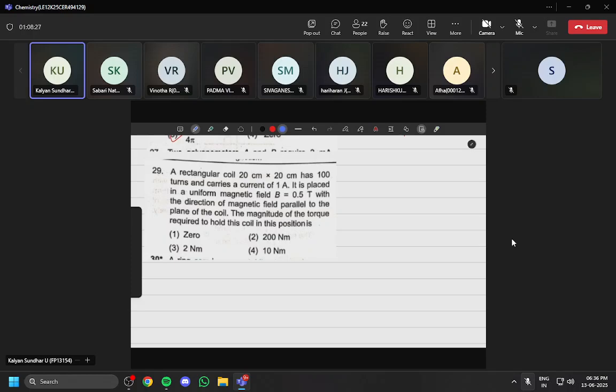Yes sir, option 3. Correct sir. So here the direct formula, tau is equal to NIBA. N is 100 turns, current is how much? 1 ampere, magnetic field is 0.5, area வந்து 400 into 10 to the power minus 4. So we'll get this 2 Newton per meter. Sorry, 2 Newton meter.